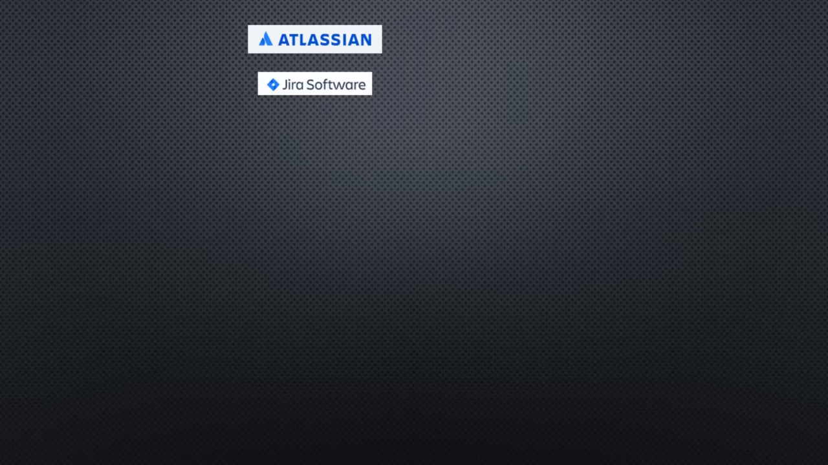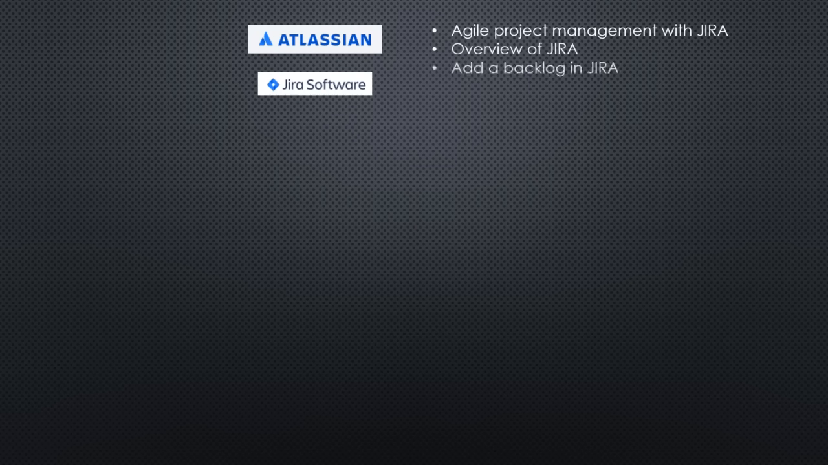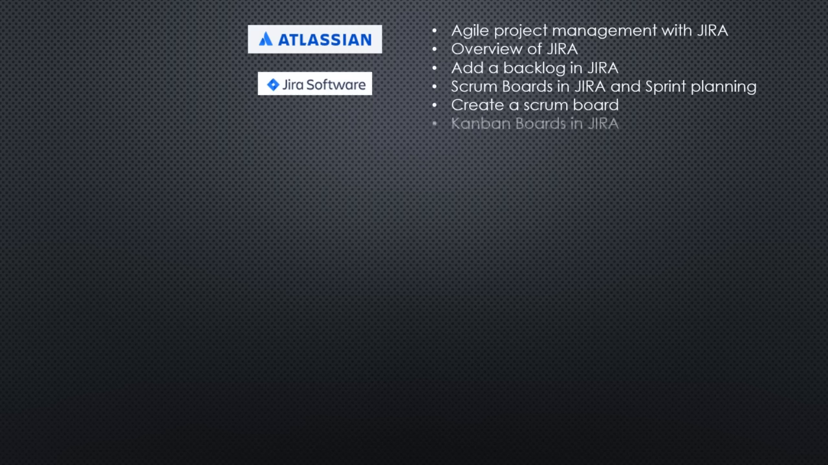You will get familiar with some powerful tools like Atlassian Jira software. With this, you will do project management for agile projects. You will have an overview of Jira. You will learn how to add backlogs in Jira. You will learn scrum boards in Jira and sprint planning. You will learn how to create the scrum board and also how to create Kanban boards. And you will be able also to do some agile reporting.